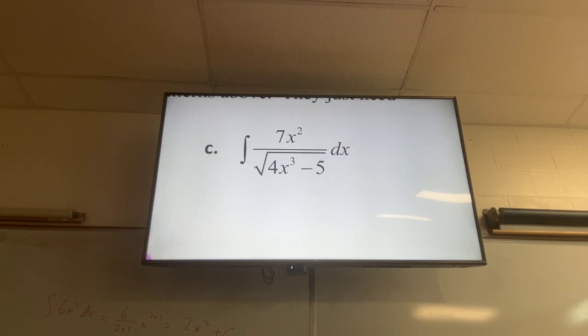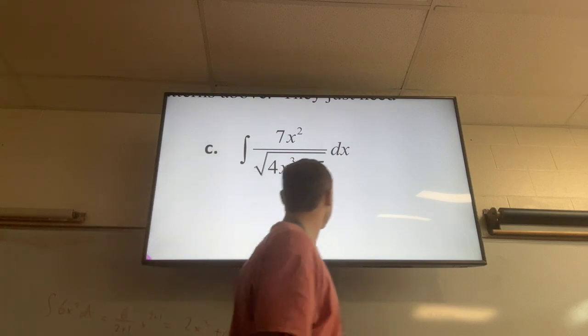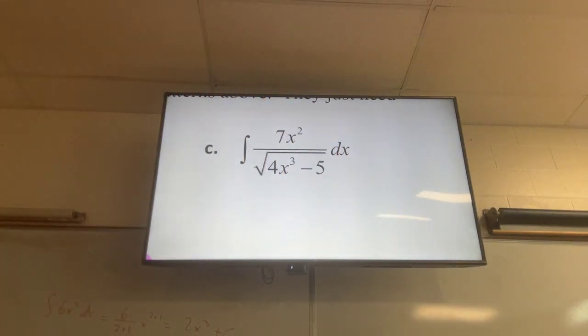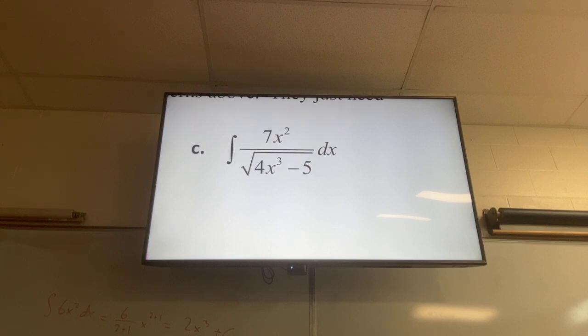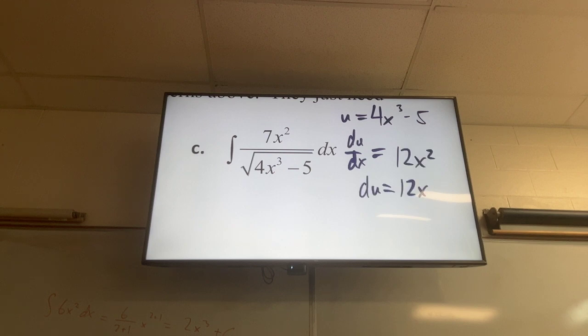What do you guys think I'm going to end up setting u equal to? 4x cubed minus 5. Yep. What's the derivative? So what's du dx? That's going to be 12x squared. Okay, so du is going to be 12x squared dx.